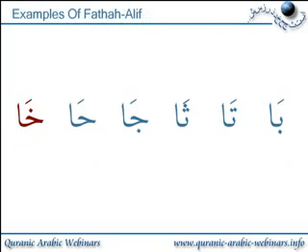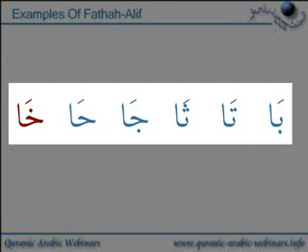Now we're going to look at some examples of fatha alif. Here we have the letter ba with fatha, and then we have an alif after it, and that's the same as all of these letters. So we're just going to practice pronouncing these all as two lengths long. So we've got ba, ta, tha, ja, ha, kha.